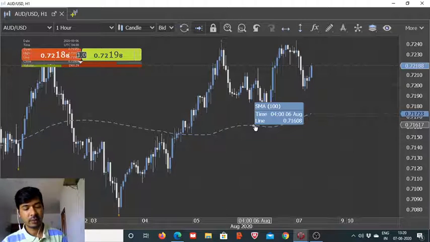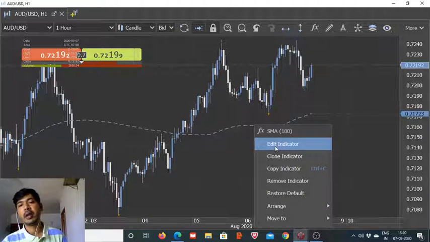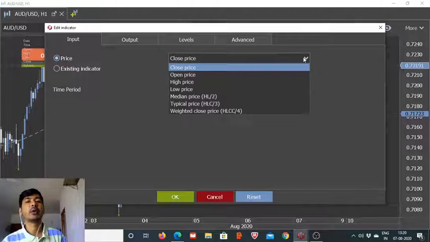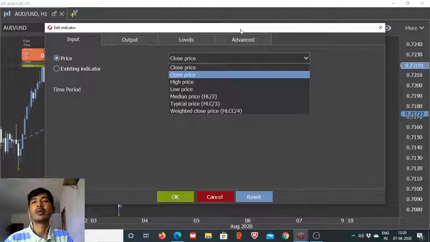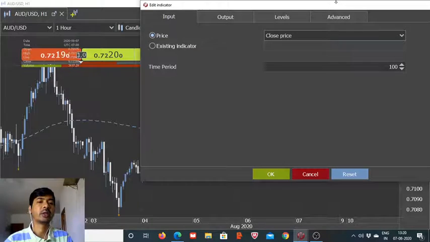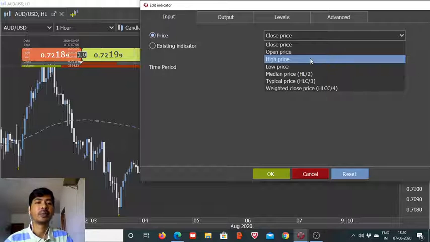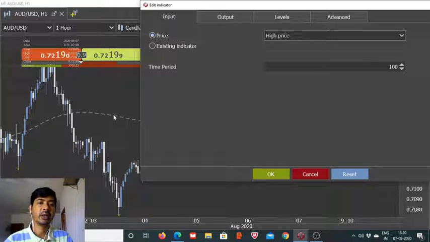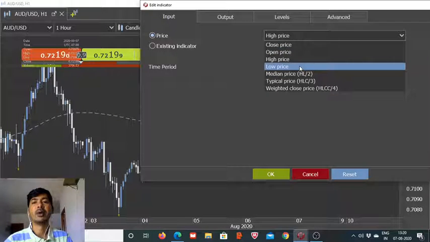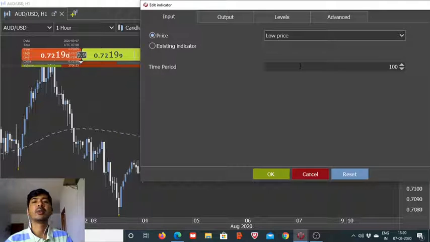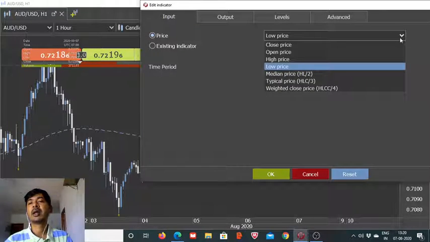And here in the editing option, you get to choose the price point, and you should observe on the chart which price point suits your purpose better. What we will do here is, please observe this SMA line, and as I change the applied price, you will see this SMA shifts from one place to another. Now we will apply the low price. You see the SMA line has gone down.